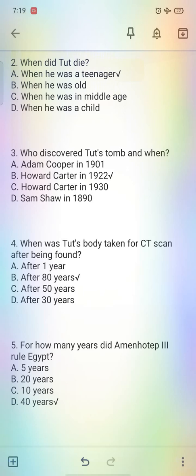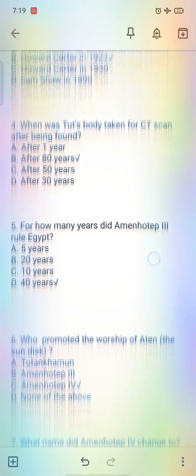Now the next, that is, for how many years did Amenhotep III rule Egypt? 5 years first option, 20 years second, 10 years third, and 40 years fourth. So 40 years would be the correct answer.